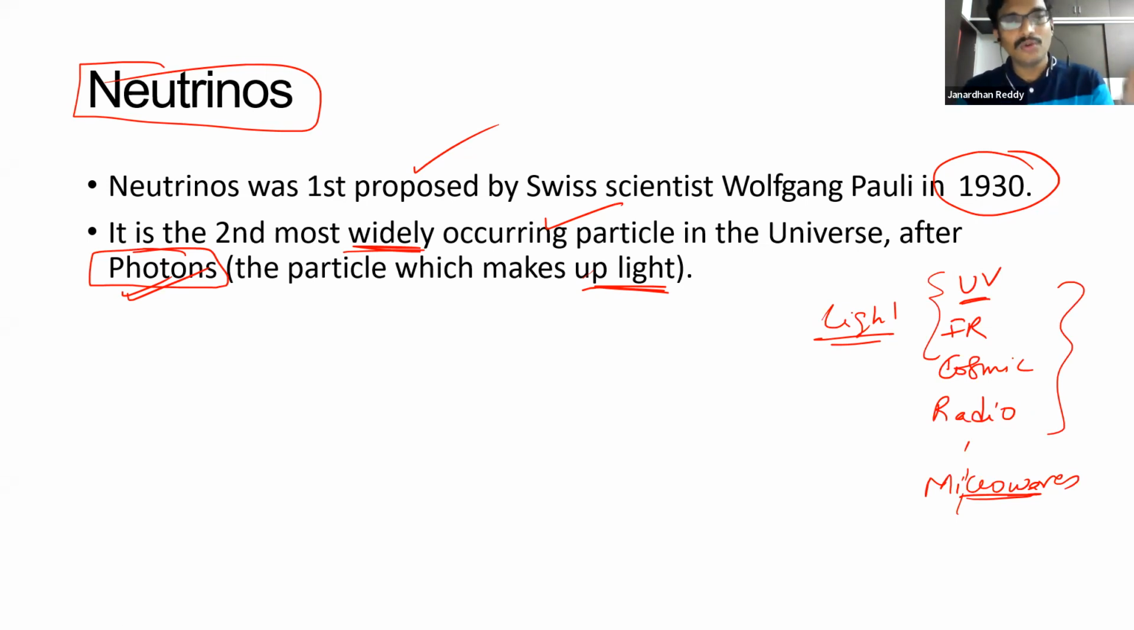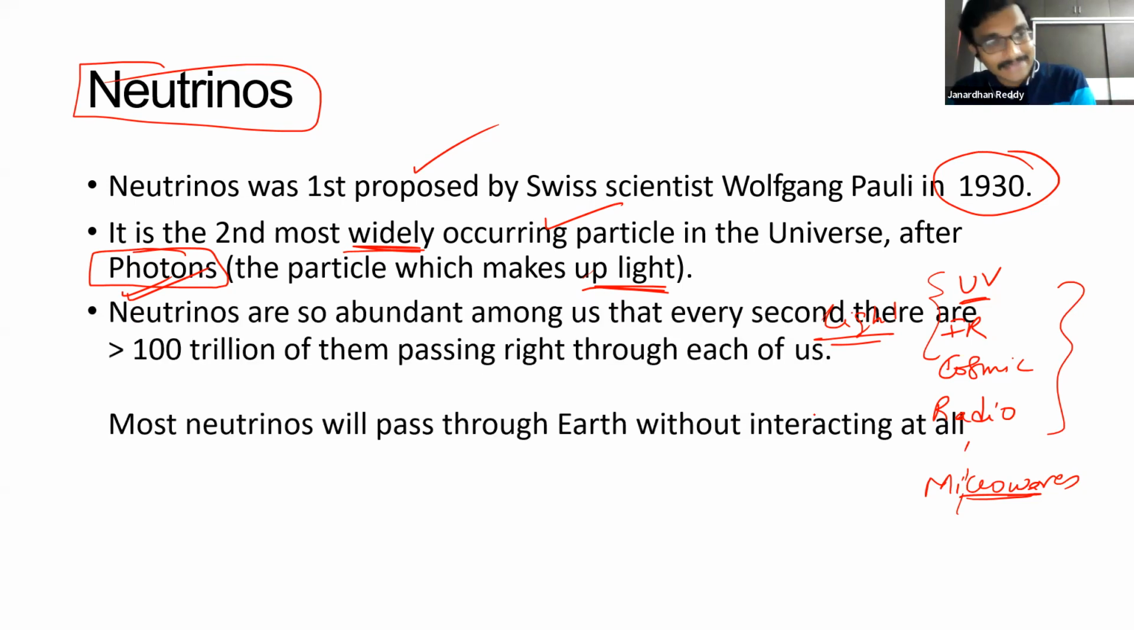So small, no mass, no charge. How to detect them? They are passing through everywhere. They will pass through the human body. They will pass through rock. They will pass through everything, light, everything they are passing through. That's the reason it got difficult for us to detect.